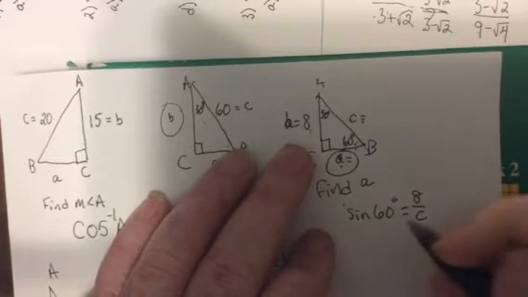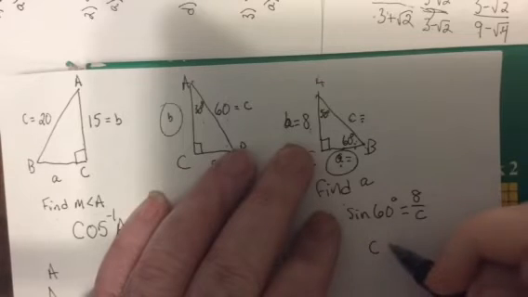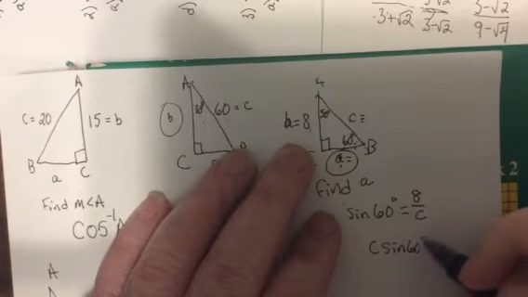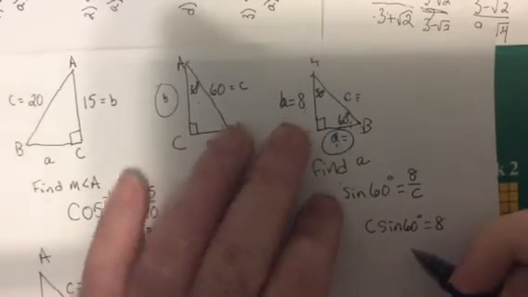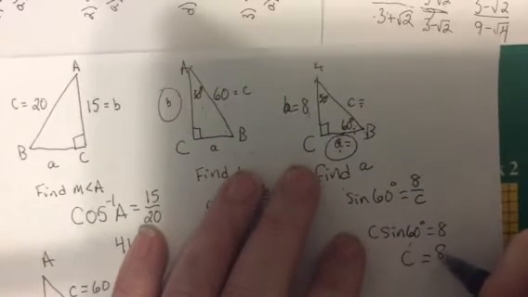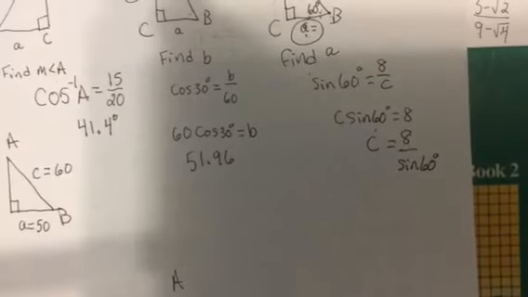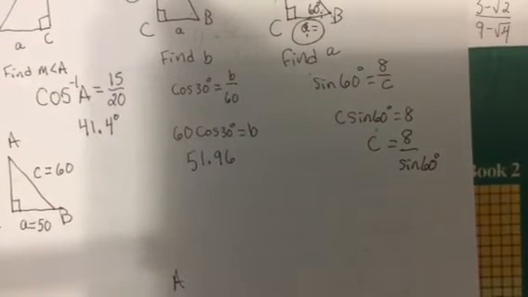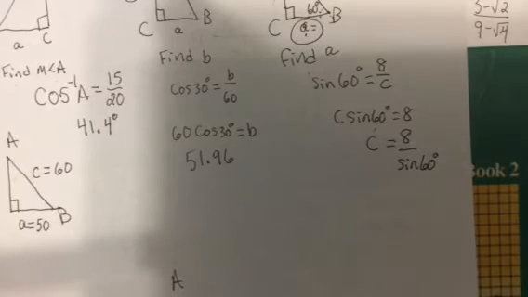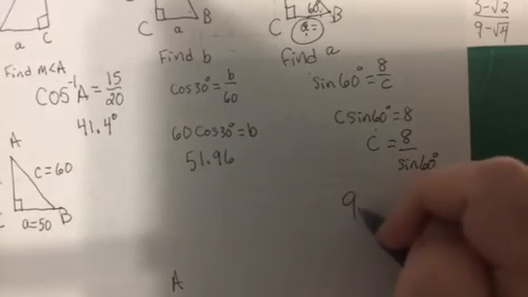So I'm going to cross multiply. So it'd be C sine 60 equals 8. Then divide by sine of 60. So if you have a cheap calculator, this is a much harder problem. Where if you had the iPad, I would use secant. It's so much easier. So let's see if we can get this. 8 divided by 60 sine equals, I get 9.23.